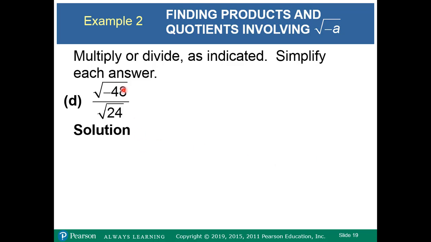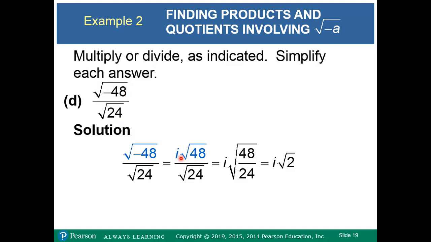Okay, what about this one? Same thing. We're going to take the i, right? And now we get i, and we've got this. Now we can focus on this. So we get i times the square root of the quotient. 48 divided by 4 is 2. And so we get the square root of 2, which cannot be simplified any further.